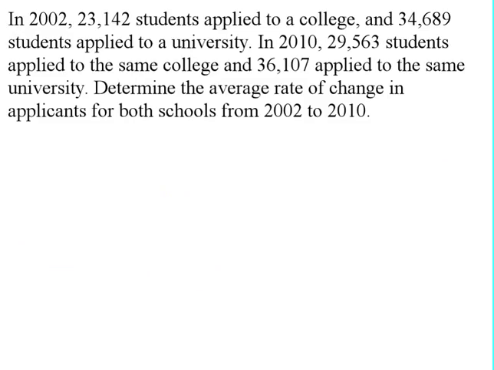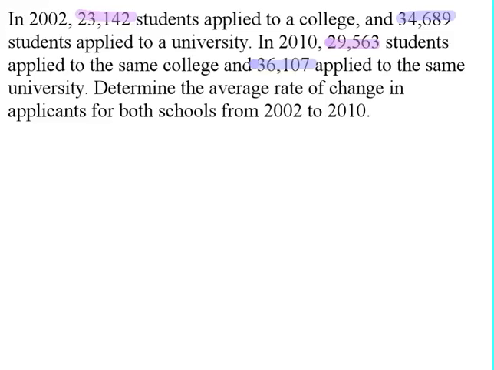It says, in 2002, 23,142 students applied to a college and 34,689 students applied to a university. In 2010, 29,563 students applied to the same college and 36,107 applied to the same university. Determine the average rate of change in applicants for both schools from 2002 to 2010. So I'm going to label the colleges with the purple, and I'm going to label the university with the blue so that I can keep those numbers straight.